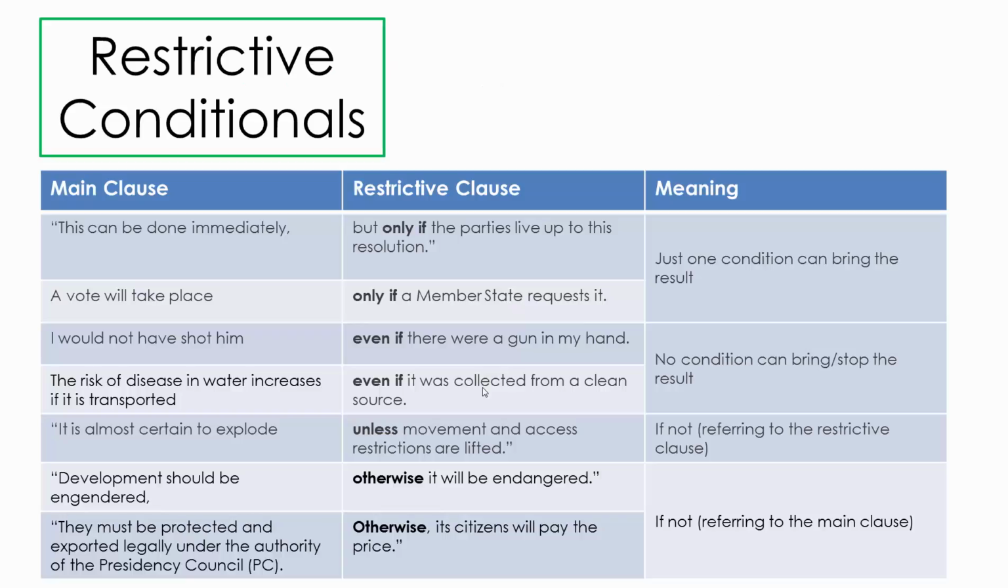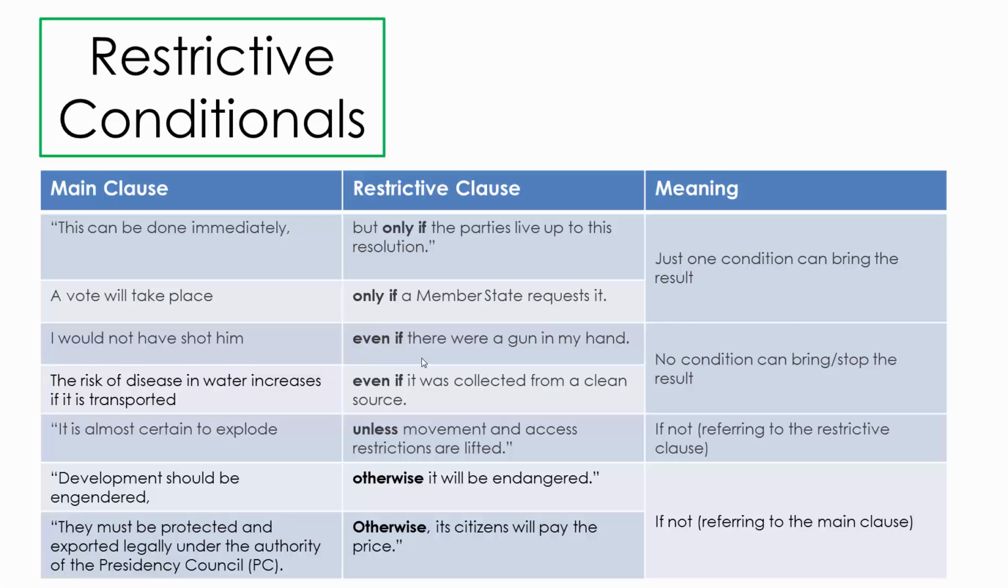Okay. Then we have what are called restrictive conditionals, and restrictive conditionals put a restriction on the condition. All right. So a couple of words that we use to make restrictive conditionals, or a couple of phrases, are only if, even if, unless, and otherwise. Okay. So two of these are negative, unless and otherwise. And then we have some that are a little bit, they're positively restricted.